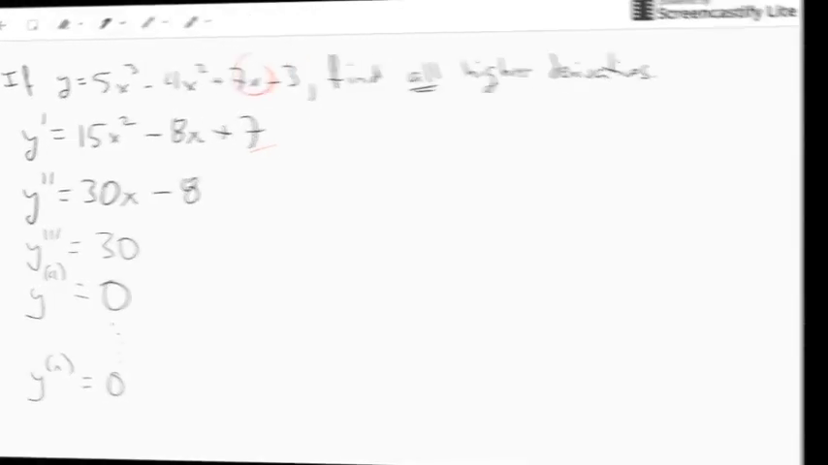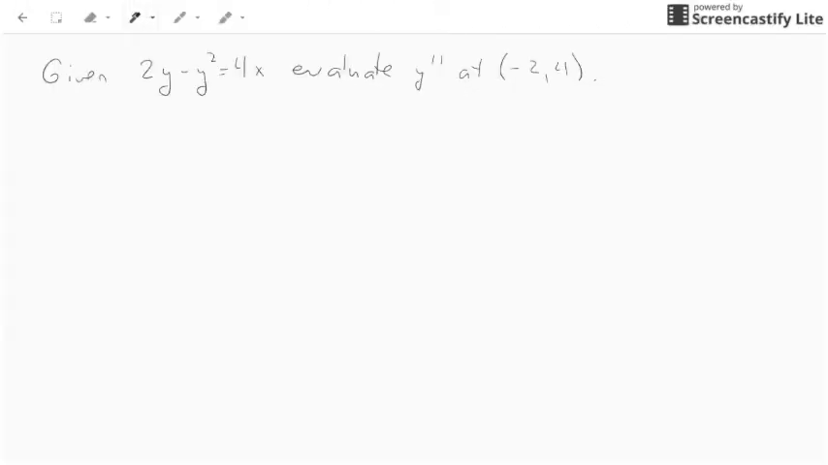That's all of them. All right, in this question, we are given that 2y minus y squared equals 4x, and we're asked to evaluate the second derivative at the point negative 2, 4. Now, notice that the way the function is given to us, you can probably tell right away that it is going to require implicit differentiation to find the second derivative. Actually, this is why we wanted to go through this. I want you to see an example of this. So here we go.